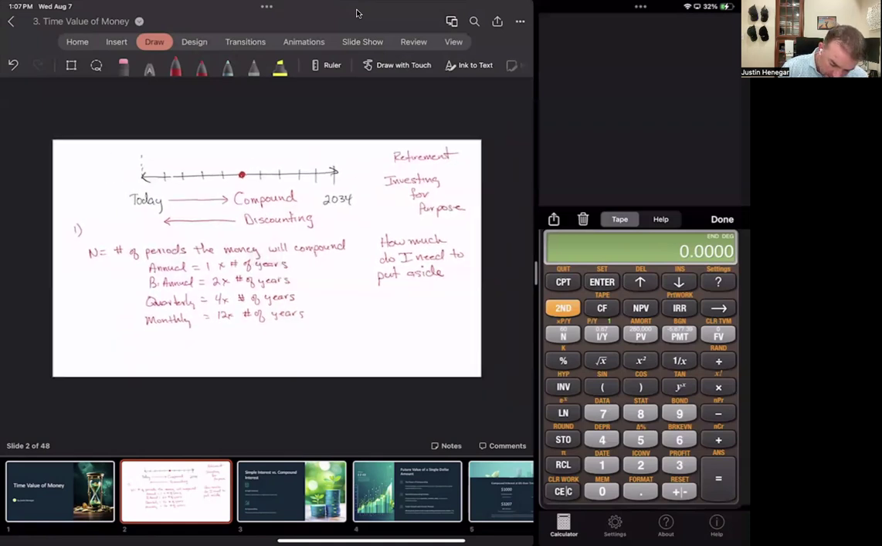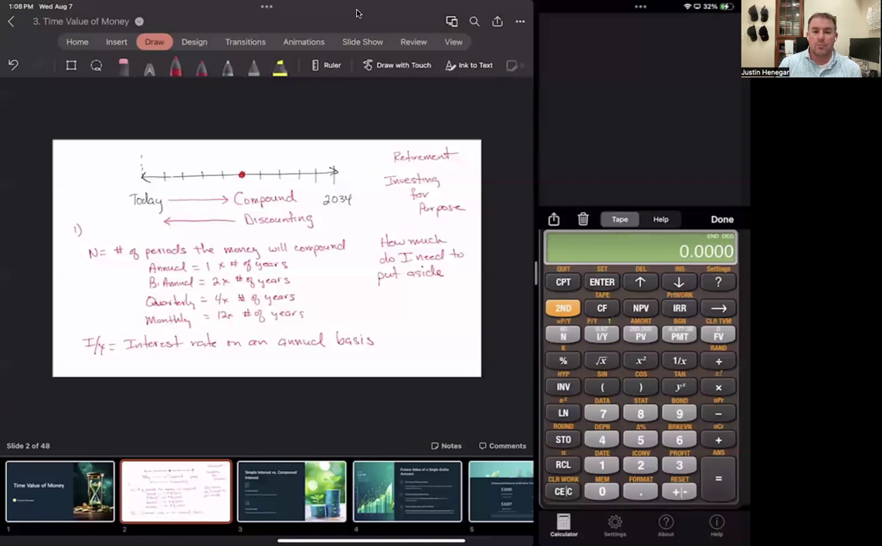The next thing we need to make sure that we understand is our I/Y. This is the interest rate on an annual basis. Now, if we compound more frequently than annually, we are going to have to adjust this number.